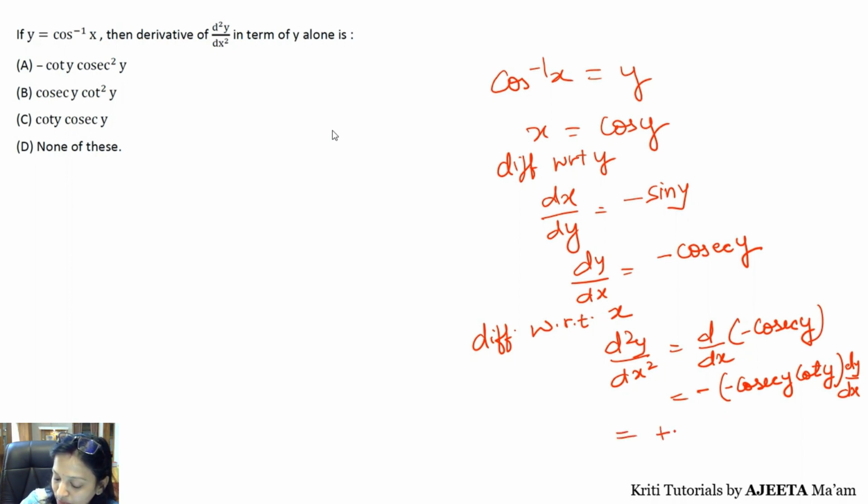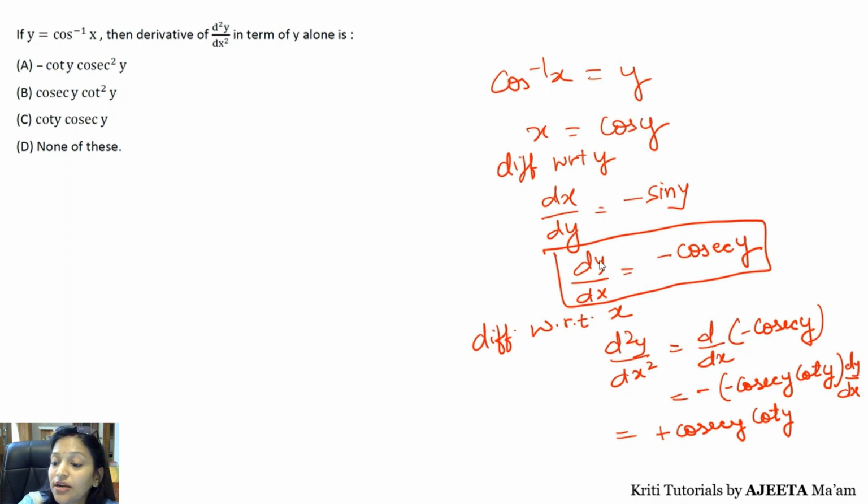So minus minus plus cosec y cot y. And dy by dx is what? Just see here, dy by dx is minus cosec y. So we will substitute it here. What will I get? Minus cot y cosec square y. So what is my correct answer? A. My correct answer is A, minus cot y cosec square y.